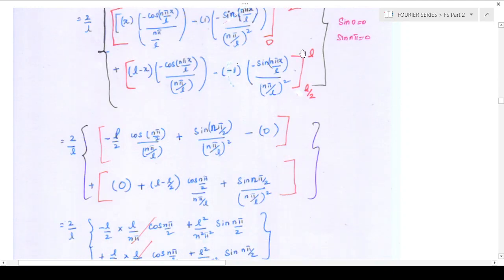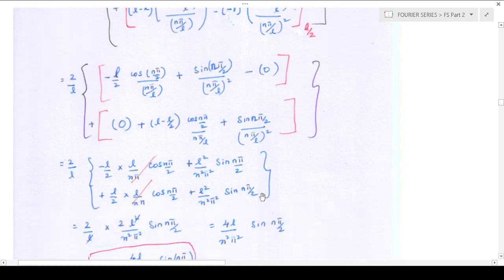Then here you are going to apply the upper limit, it is 0, and you are going to apply the lower limit. Both the terms are negative, so both will be positive while you apply the lower limit. L minus L by 2. If you apply L by 2 here, it will be cos n pi by 2 by n pi by L plus sin n pi by 2 divided by n pi by L the whole square.